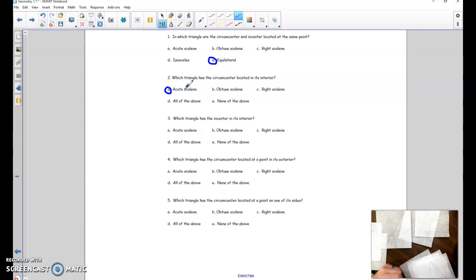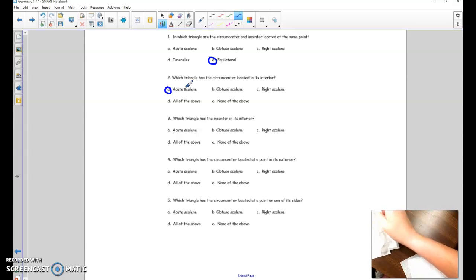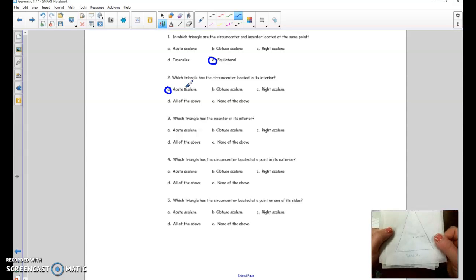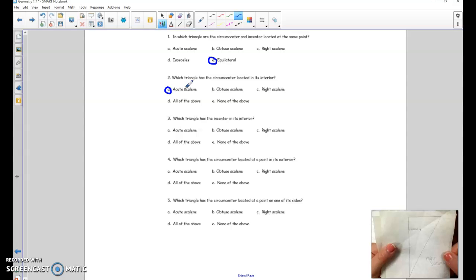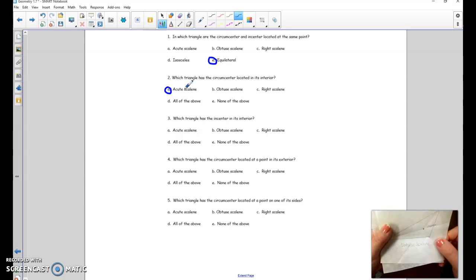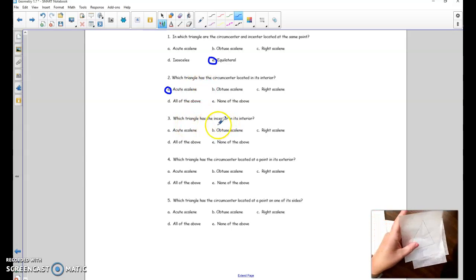Number three, which triangle has the incenter in its interior? So now I'm looking at all my incenters. Here's the incenter on the isosceles, it's inside. Incenter of acute scalene, it's inside. Incenter of right scalene is inside. Incenter of obtuse scalene, inside. Incenter of equilateral triangle, inside. So the incenter is always inside the triangle. So you would circle D, all of the above on number three.